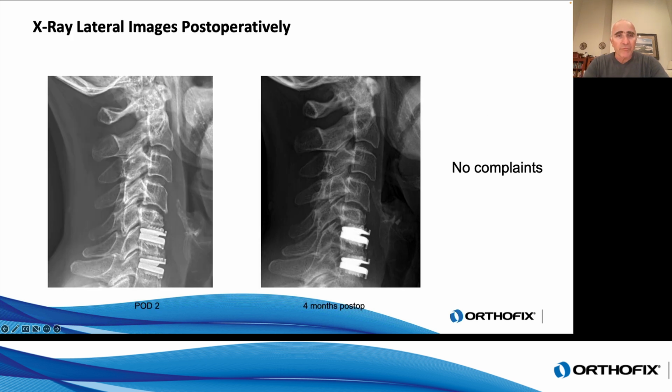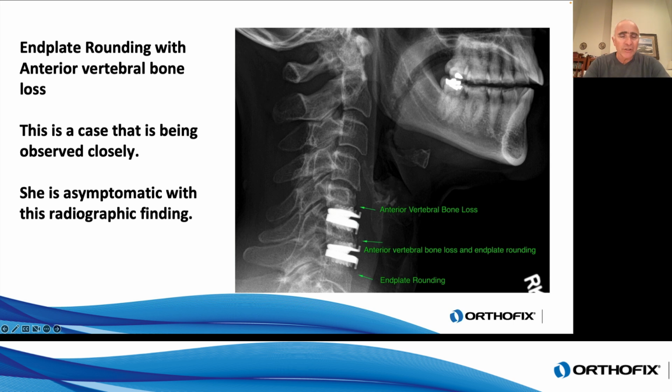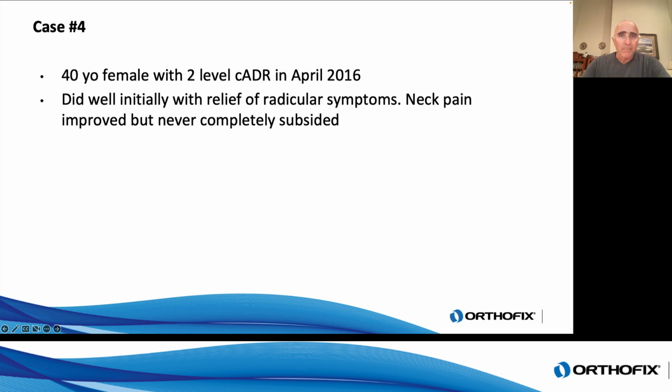And if we look at her radiographs, at post-op day number 2 compared to 4 months post-op, especially if we focus in to what's going on just anterior to the bony end plates, we can see anterior vertebral bone loss both at the C5-6 and C6-7 levels. This is end plate rounding, which I previously mentioned. This is a case that is being observed closely. She is asymptomatic, and with this radiographic finding, she will likely continue to do very well.